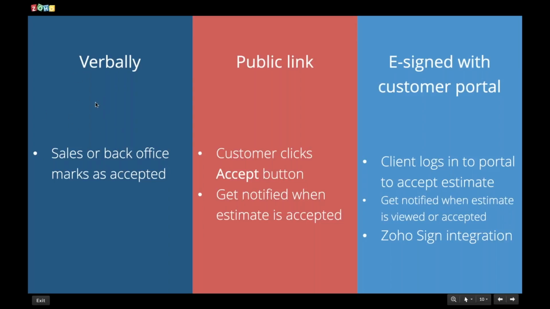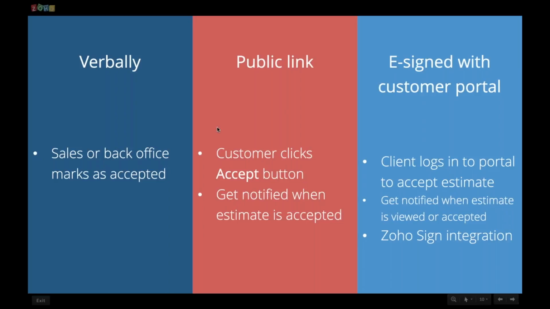There's a few different ways you can do this. So one is verbal acceptance. So that just means you send somebody an estimate and then maybe you call them up and you say, okay, does that look good? And then you just verbally take, okay, yeah, they have accepted it, and you manually mark that as accepted in the system.